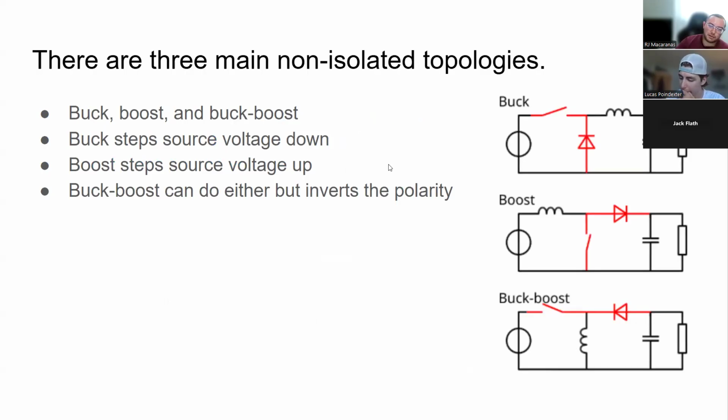The buck converter steps the voltage down, much like the linear regulator. The boost converter can step the voltage up, which can be useful if you have, for example, a really low voltage battery but you need to power a 5-volt chip. And then you have the buck boost, which can either step the source voltage up or down, but it inverts the polarity. There are, of course, non-inverting types of this buck boost converter, but this is the most basic topology that people usually study, and it happens to invert the polarity.